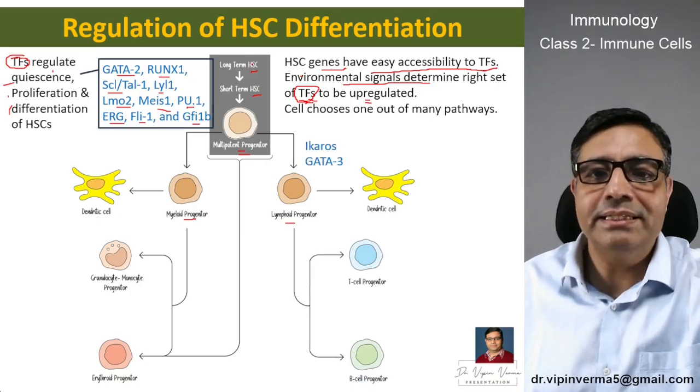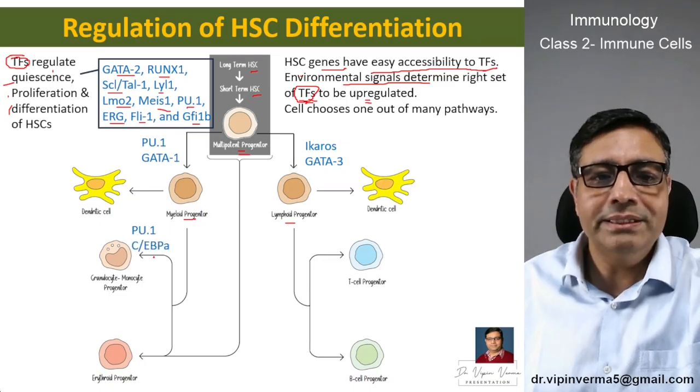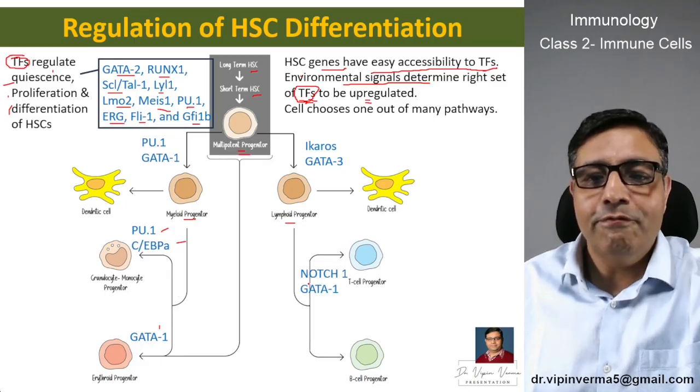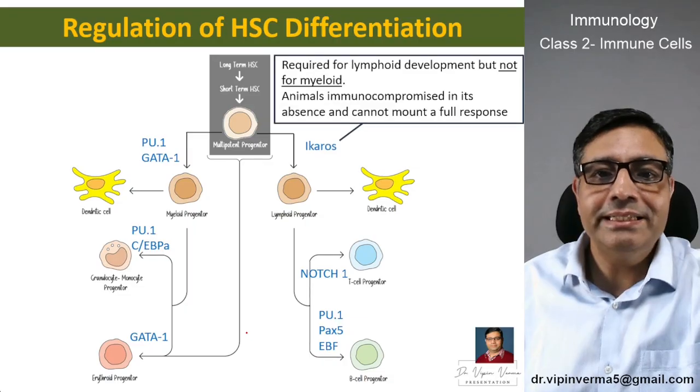Now we will see some examples here, like Ikaros and GATA3. They are responsible for the lymphoid progenitor. While PU.1 and GATA1 drive towards the myeloid progenitor. Now here you can see the granulocyte monocyte progenitor. These two transcription factors are important, and here for the erythroid progenitor GATA1 is important. For the T cell progenitor it is Notch1 and GATA3, and then for the B cell progenitor it is PU.1, PAX5, and EBF. Okay. Now some details here.